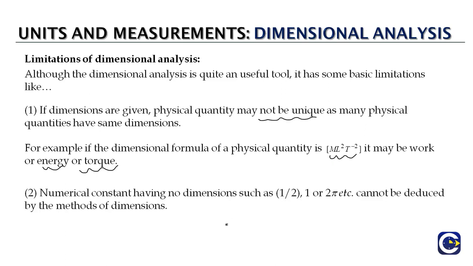The second limitation is that while finding the relation between physical quantities, or even while verifying the correctness of a given equation as per the dimensions, we were not able to conclude on the numerical constants because they don't have dimensions. So in both cases, we will not be able to conclude on the numerical constants. This is one of the other limitations of dimensional analysis.